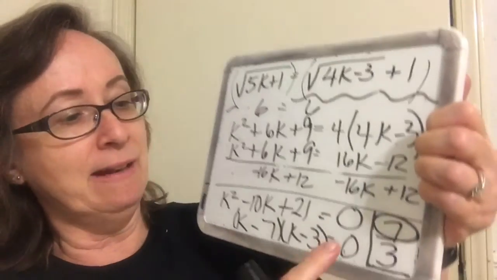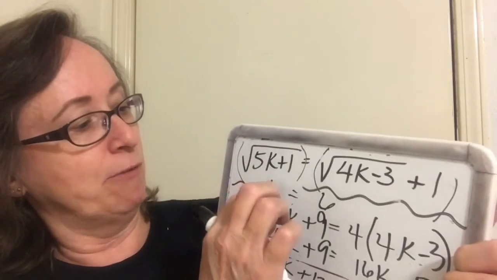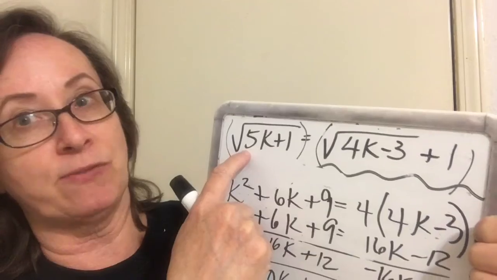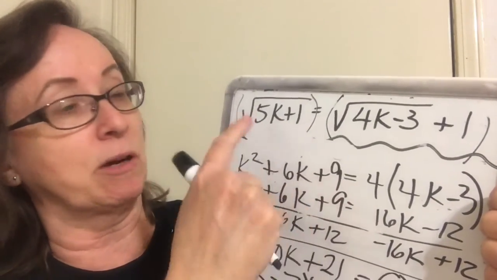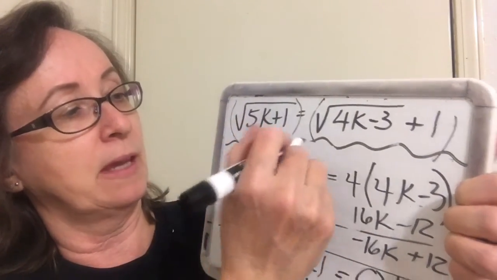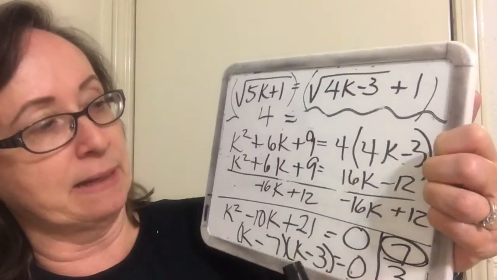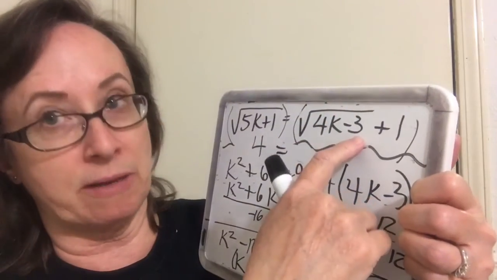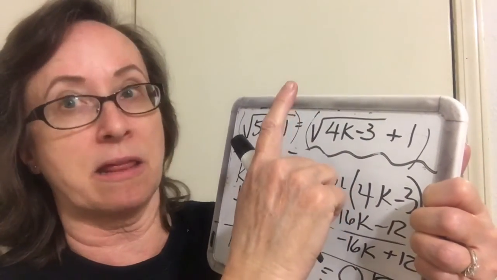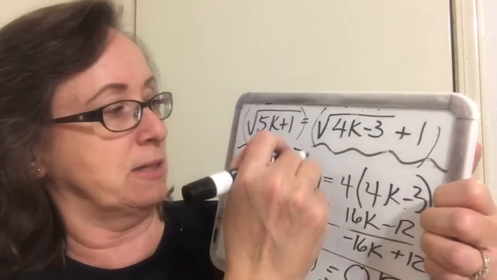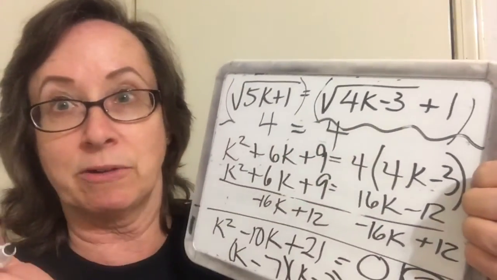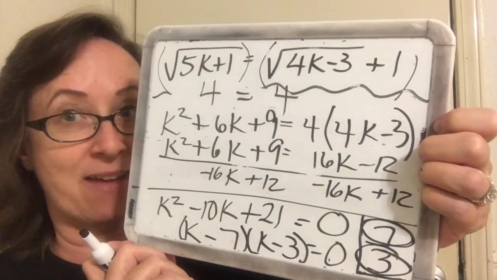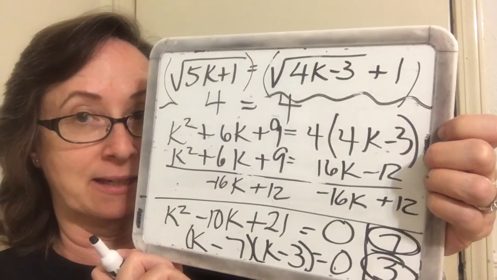Okay? And 3. We check 3. If we plug in the 3, we get 3 times 5 is 15 plus 1 is 16. Square root of 16 is 4. Okay, then I'm plugging in the 3 here. 4 times 3 is 12, minus 3 is 9. Square root of 9 is 3 plus 1 is 4. And I get 4 is equal to 4. And I have two good solutions, 7 and 3.